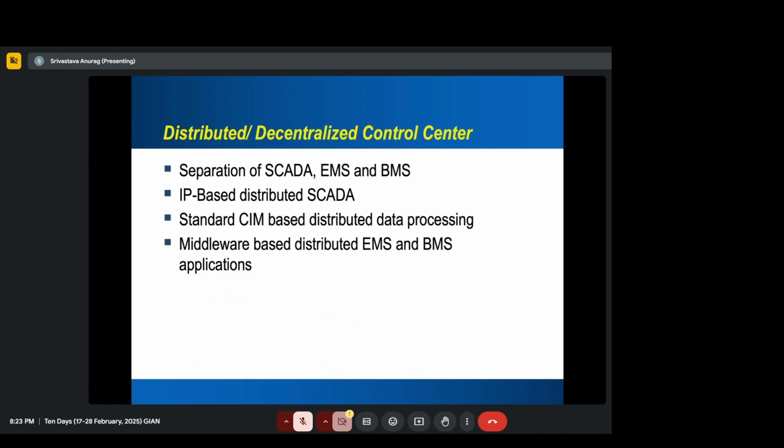Now this control center is also evolving in terms of SCADA, EMS, and even battery management systems. But here we have a control system, which is market software. So all these things, how do we coordinate them? Because it is different software. How do we do the distributed SCADA so it can feed the distributed management software?